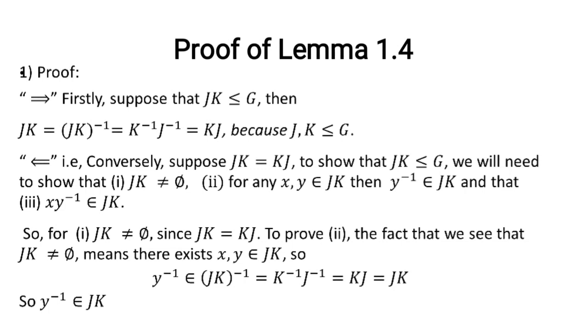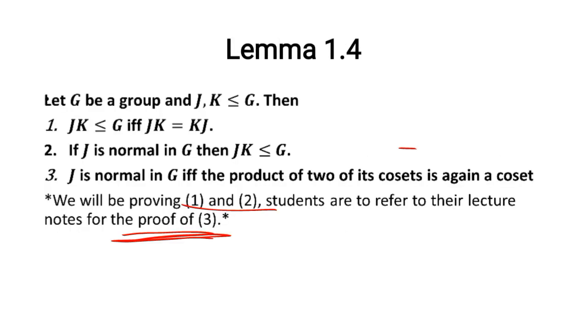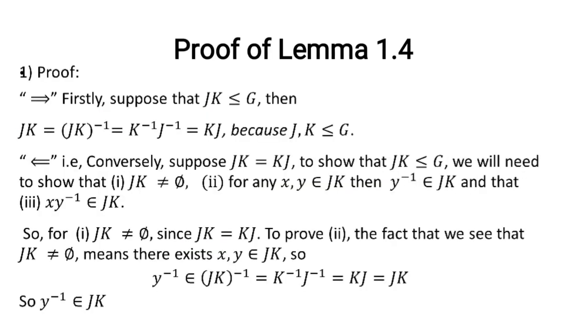So the first statement says that we should prove that if this is a subgroup, then this commutativity holds, and it's a two-way proof. So we either accept this side and show that it gives us this side, or we accept this side and show it gives us this side. So let's see how it goes. I have followed strictly the lecture notes, but I'll be explaining as we go. Firstly, we are accepting that the product is a subgroup, which means we need to show commutativity.